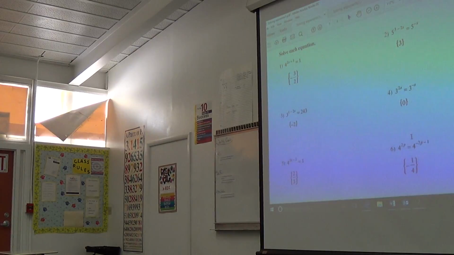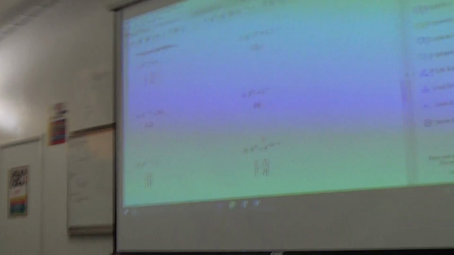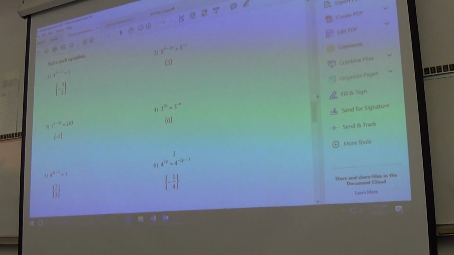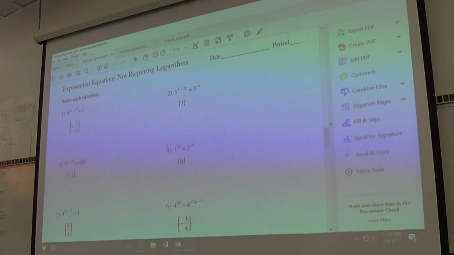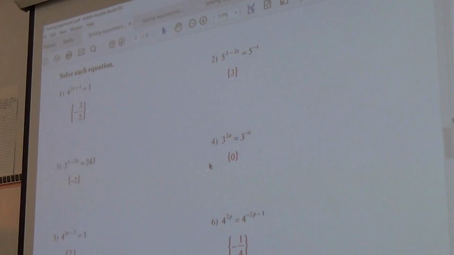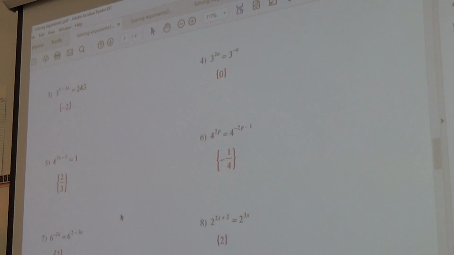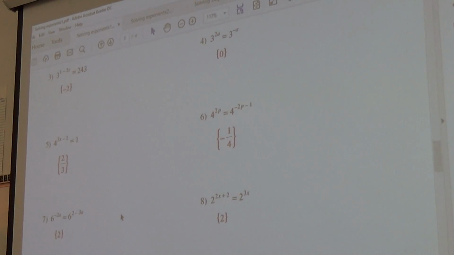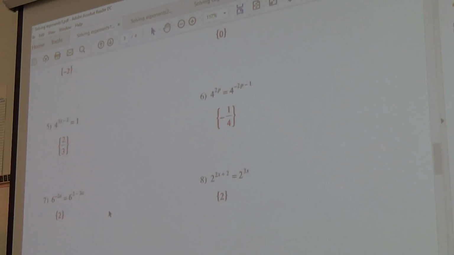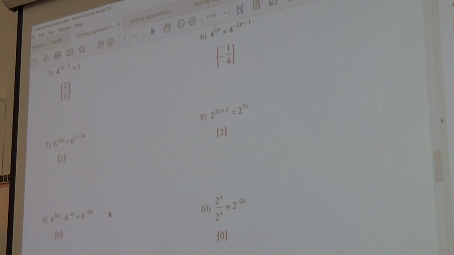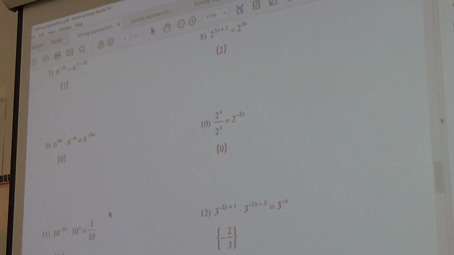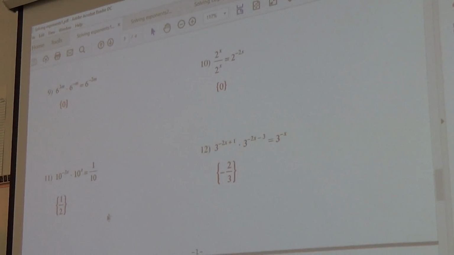Are we ready? We are going to start on the first of the solving. So number 1 is -3/2. Number 3 is -2. 5 is 2/3. 7 is 2. 9 is 0 and was in our notes. And 11 is 1/2.